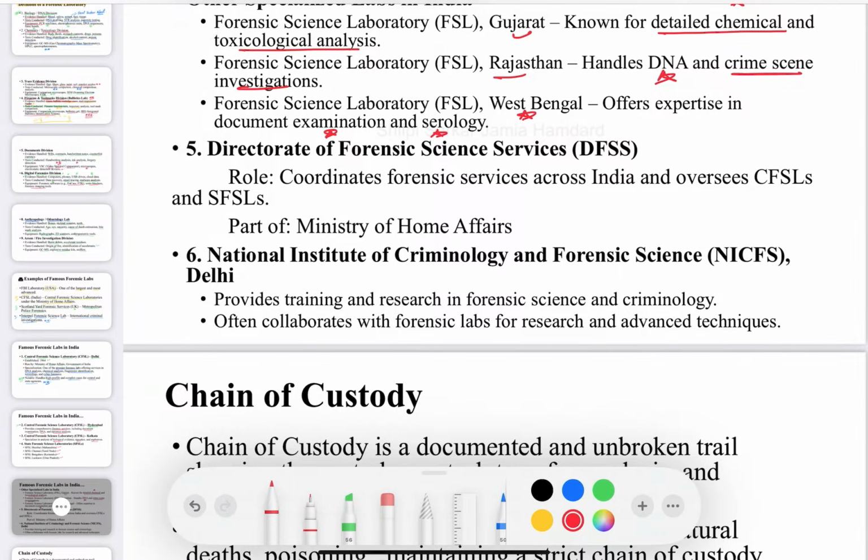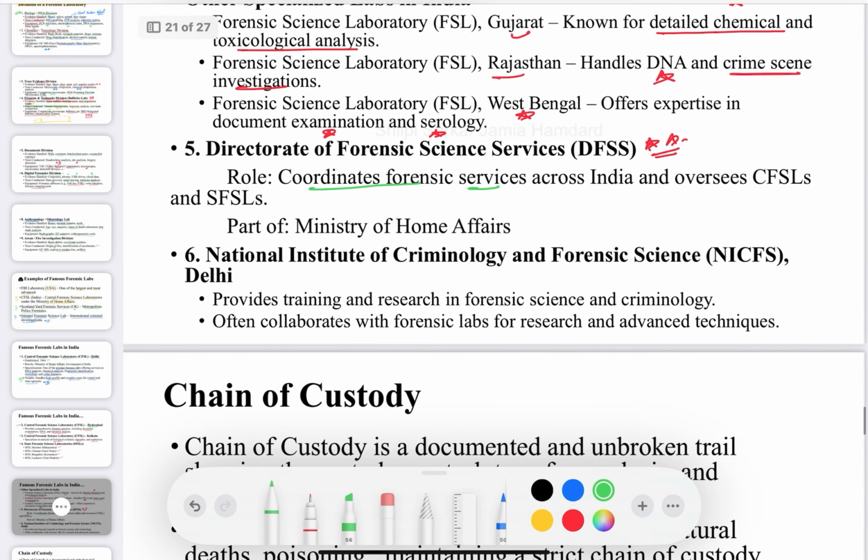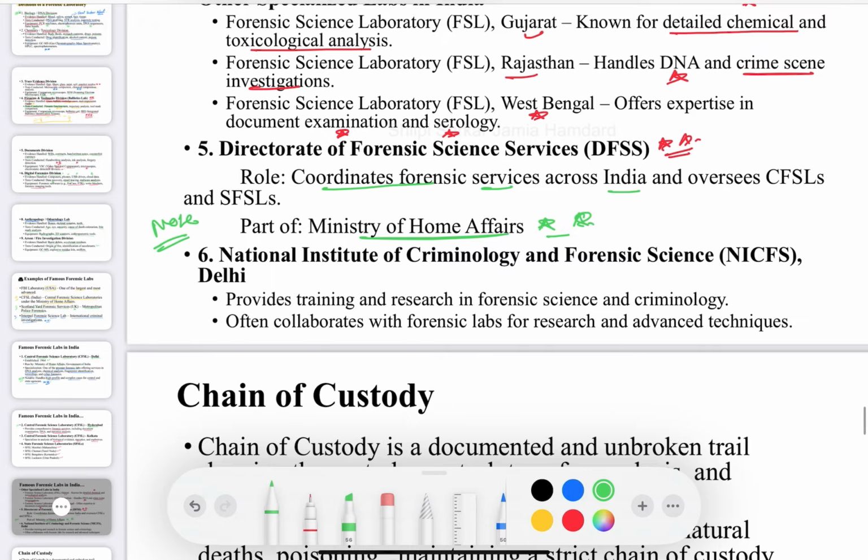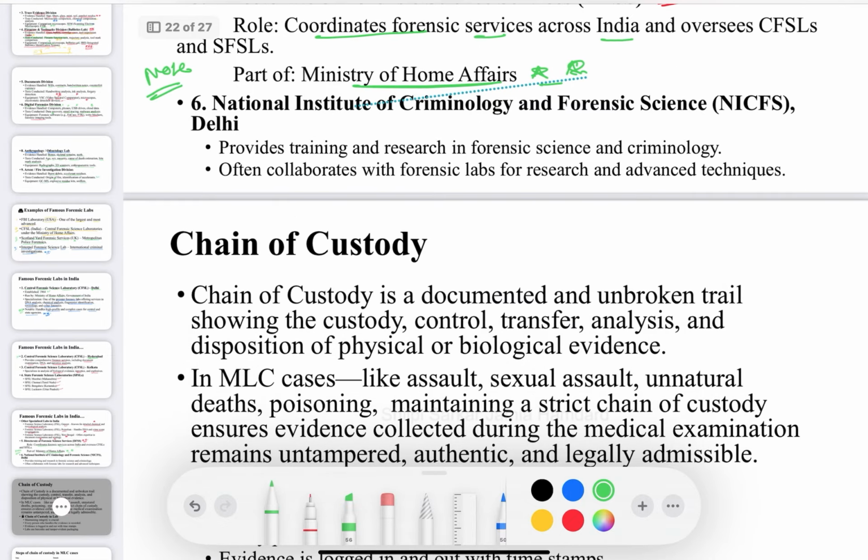Directorate of Forensic Science Services. Who is the Directorate of Forensic Science Services? Its role is to coordinate forensic services across India and oversee CFSL and SFSLs. It is mainly part of the Ministry of Home Affairs. National Institute of Criminology and Forensic Sciences in Delhi provides training and research in forensic science and criminology, and often collaborates with forensic labs for research and advanced techniques.